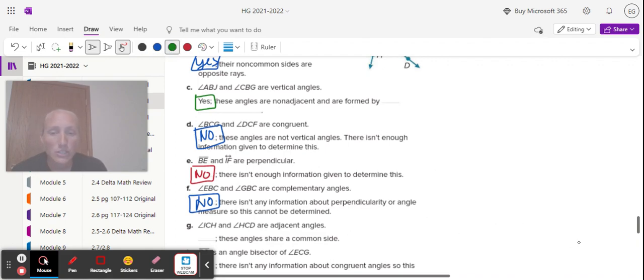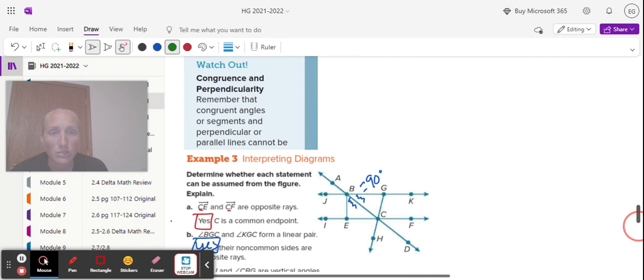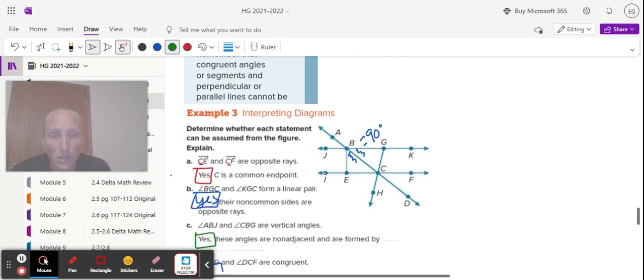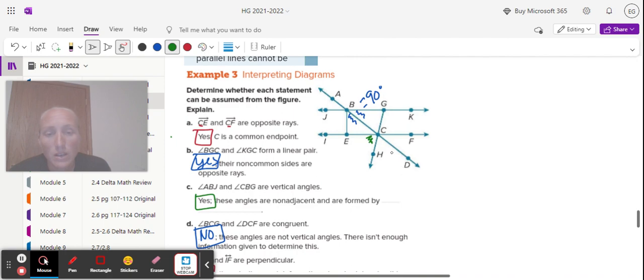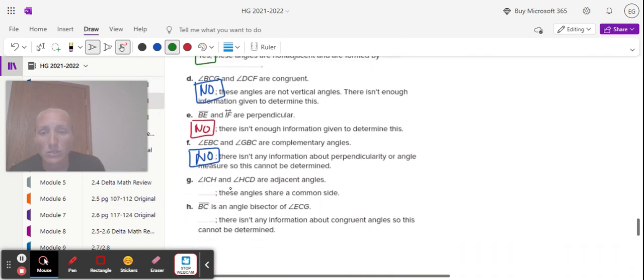Okay, ICH and HCD are adjacent angles. So follow ICH, that's this one, and HCD, there we go. HCD are adjacent angles. Absolutely, they share a common ray. One of their sides is shared, and that's exactly what you need for adjacent angles. And so yes is going to be your answer there.